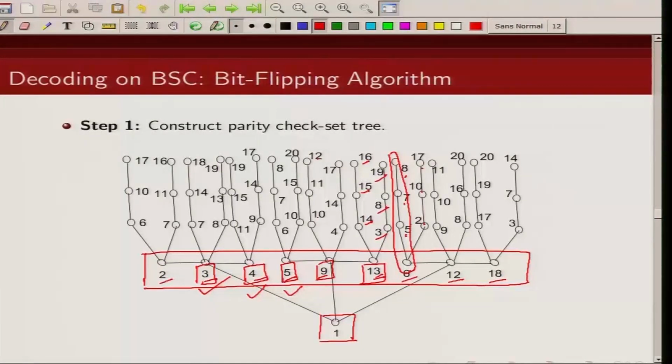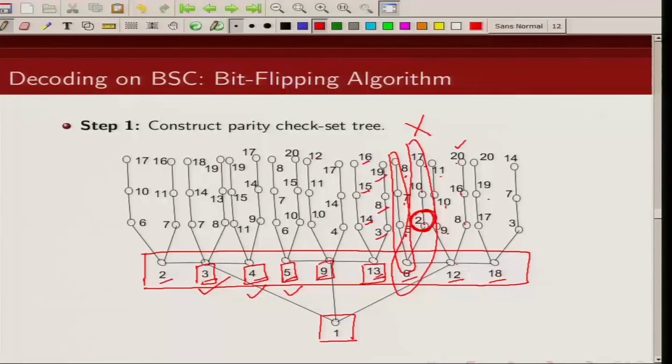6, 2, 10 and 17. Now this bit is in error. So this particular parity check equation will not get satisfied. What about this? 12, 9, 10, 11, this will be satisfied. 12, 8, 16, 20, this will be satisfied.